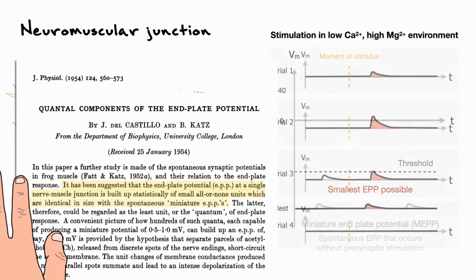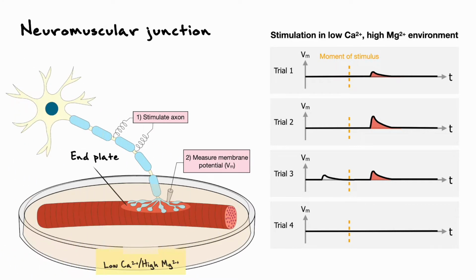When we consider multiple trials with this setup, you will notice that sometimes the end plate potential is larger than the miniature end plate potential, here in trial 3, and that sometimes the end plate potential doesn't happen, like in trial 4. Such cases are referred to as failures. But this is just 4 trials. There is no obvious relation to take away from here.